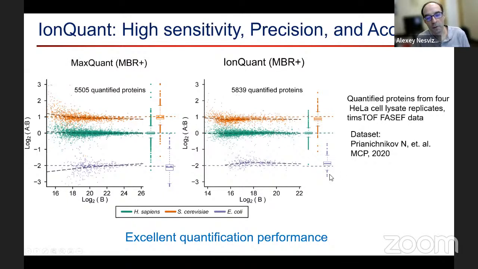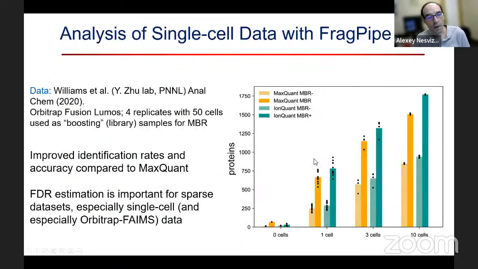But importantly, as you look at the number of outliers, visually you see that we have much fewer outliers, a tighter distribution around 1 for human, and fewer outliers for both yeast and E. coli. This is the timsTOF data, compared to MaxQuant here, visualized using LFQ bench. So we have excellent quantification performance compared to MaxQuant.